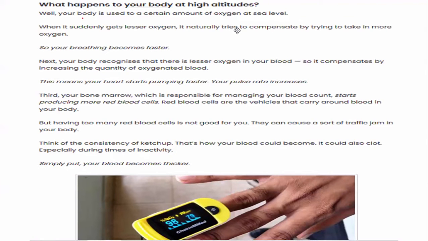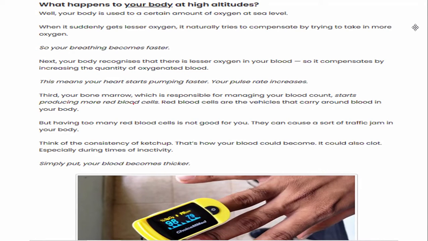What happens to your body at high altitudes? Well, your body is used to a certain amount of oxygen at sea level, where we are used to 21%. When it suddenly gets less oxygen, it naturally tries to compensate by taking in more oxygen. And what is the consequence? You exhale rapidly and therefore remove carbon dioxide. So of course, our breathing becomes faster.